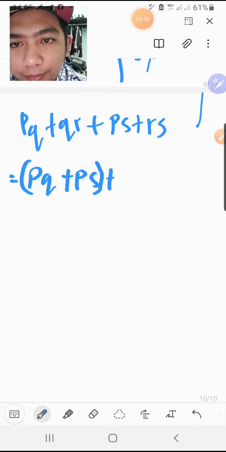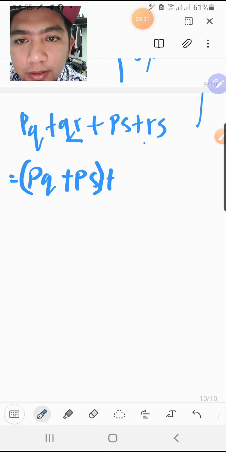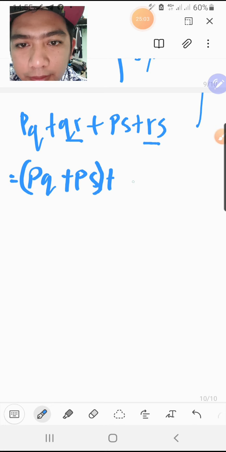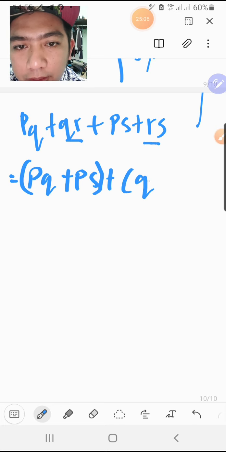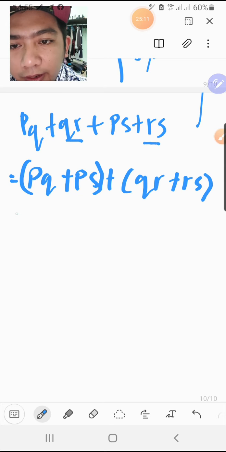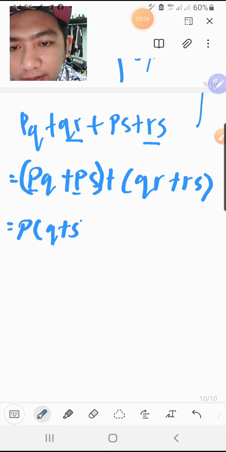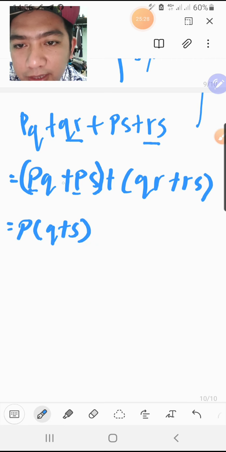Okay, both of these have P. So this one, QR and RS, both have the letter R. So you write QR in bracket, QR plus RS. Right? And then whatever letter is the same, you take it out. So this one is P. So P means you have factorized. P, write back the letters that are not there yet: Q plus S. Okay, actually this one is the same. P times Q you will get PQ. P times S you will get PS again.